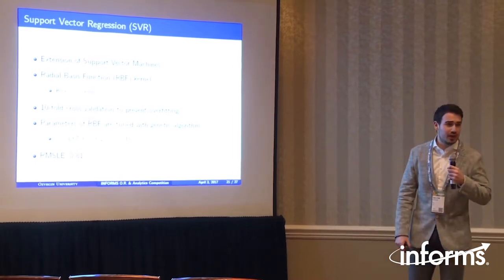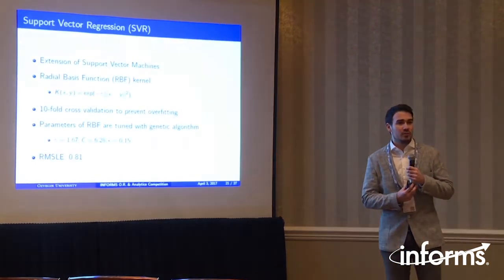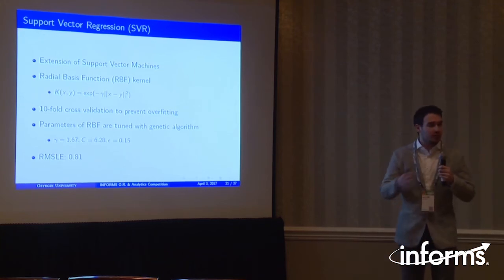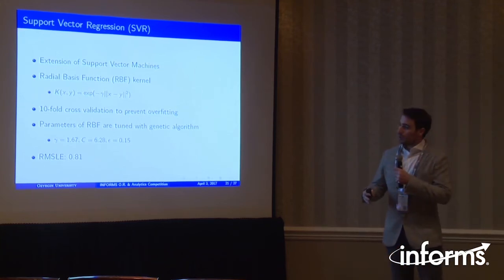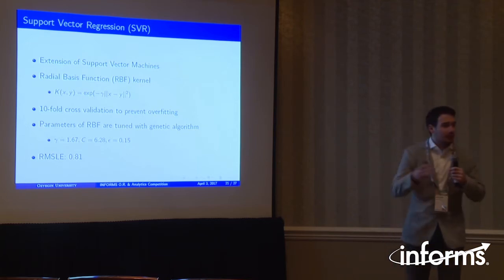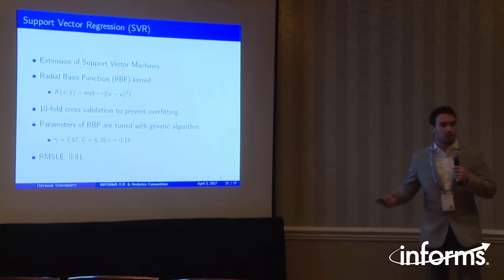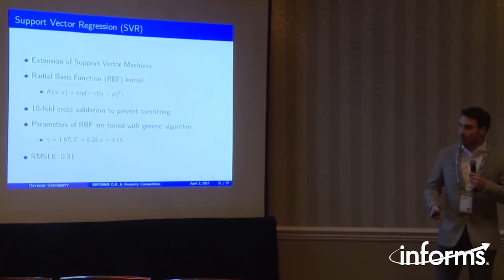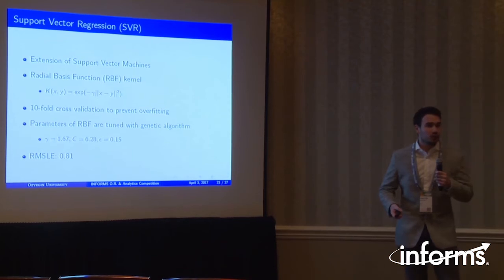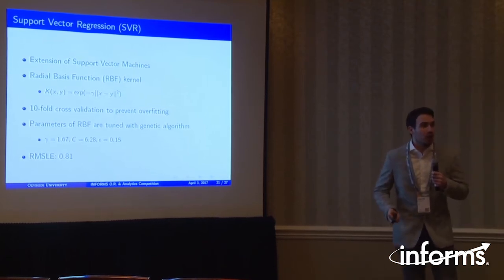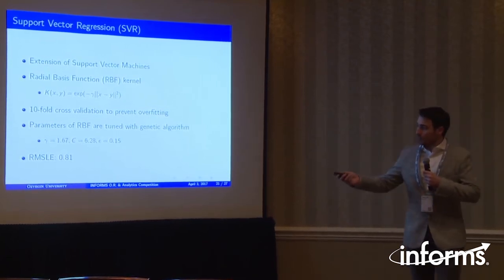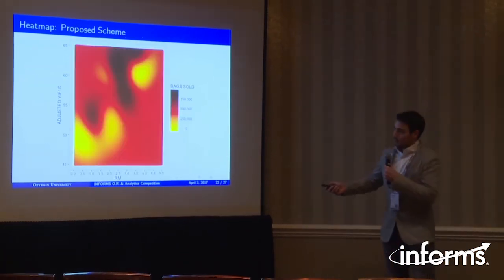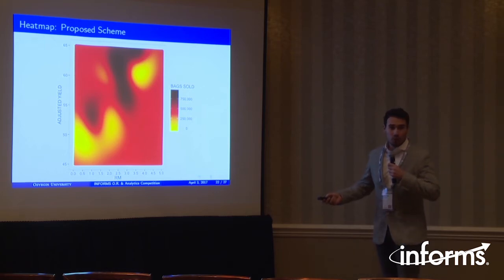Support vector regression analysis is basically an extension of support vector machines, a classification method. In this problem, just to cover the nonlinear relationship between our independent variables, we use radial basis kernels, and we use ten-fold cross-validation just to prevent overfitting. We tuned the parameters of the RBF by using a genetic algorithm in the end, and the root mean squared logarithmic error became much lower compared to MARS. And this is the resulting heat map of our support vector regression.